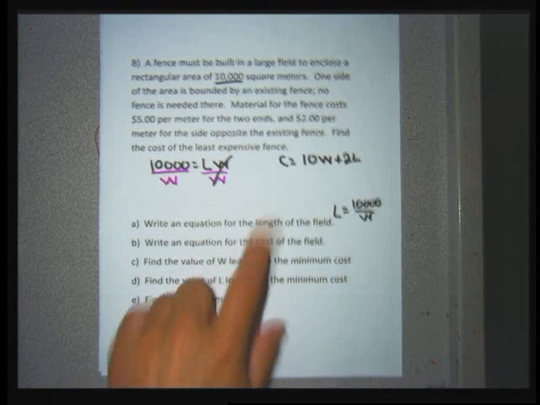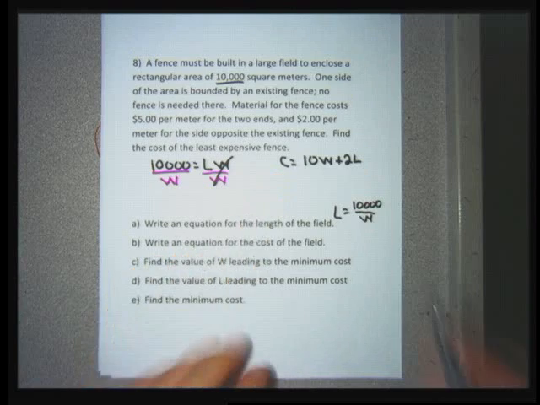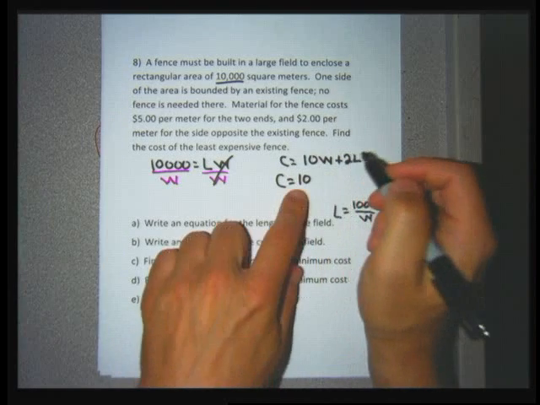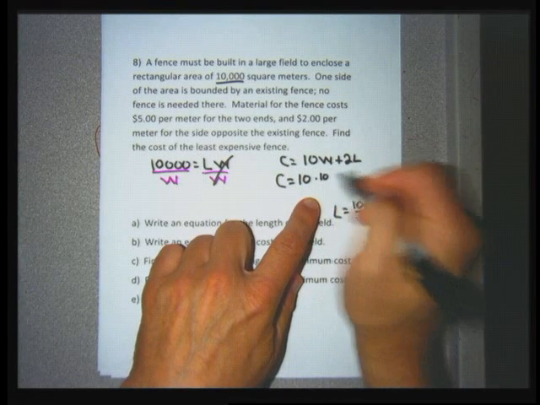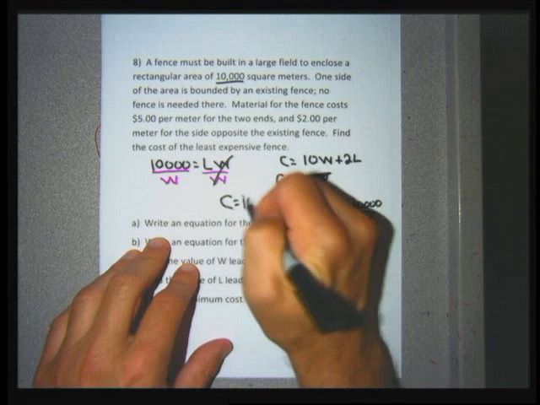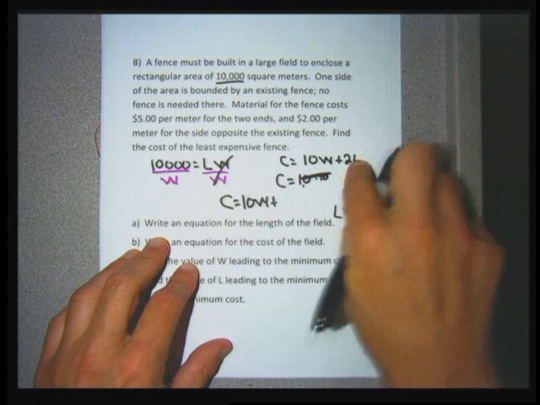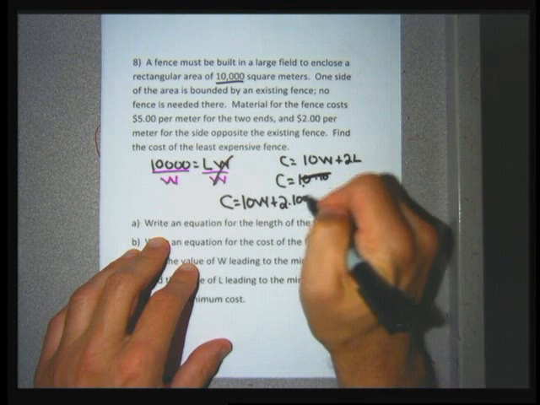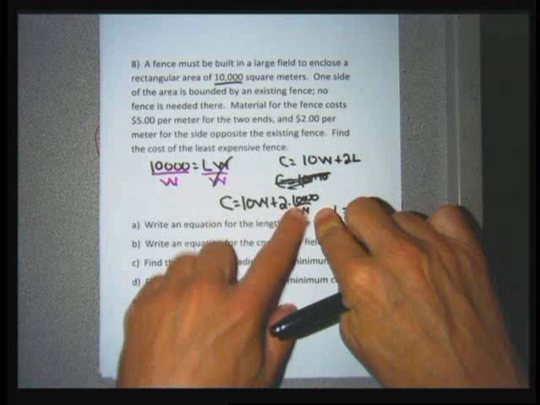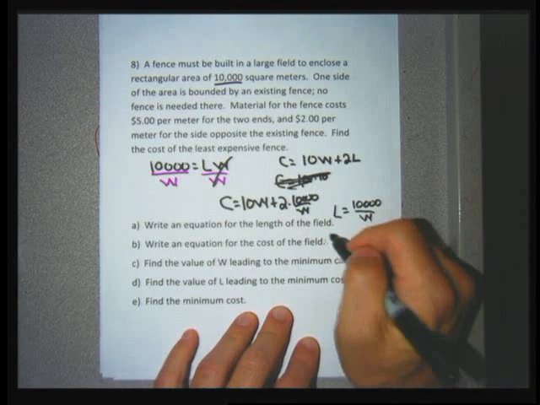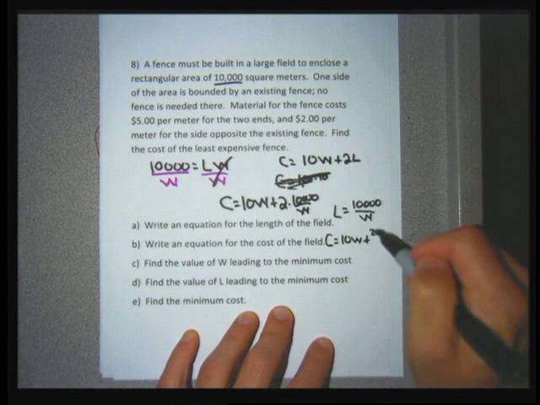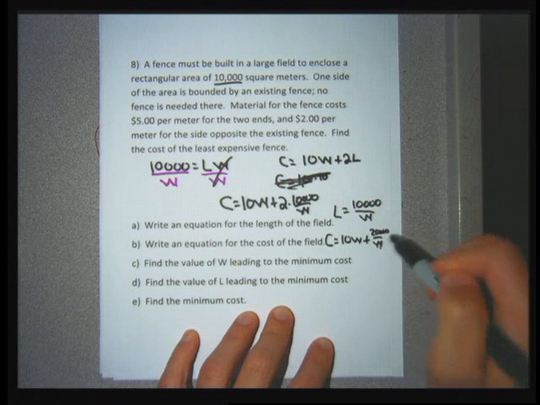Now I need an equation for the cost. I have an equation for the cost, but not the one that I'm going to use. I'm going to go cost equals 10W plus 2 times 10,000 over W, changing the L to 10,000 over W. I'm going to multiply that 2 times 10,000 and get 20,000. So my cost equation is going to be 10W plus 20,000 over W. That's the equation I'm going to graph.